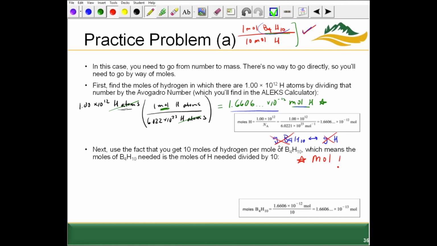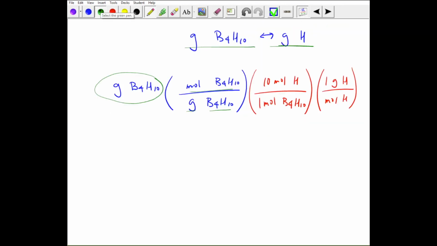We don't know how many grams of B4H10 is the equivalent of grams of hydrogen. We don't know that. We do know that for every 10 moles of hydrogen, we have 1 mole of B4H10. If you're wondering why can't we go from grams of B4H10 to grams of hydrogen, well, we can. It just gets a whole lot more unnecessarily complicated.